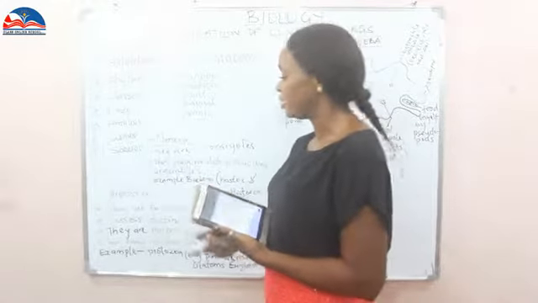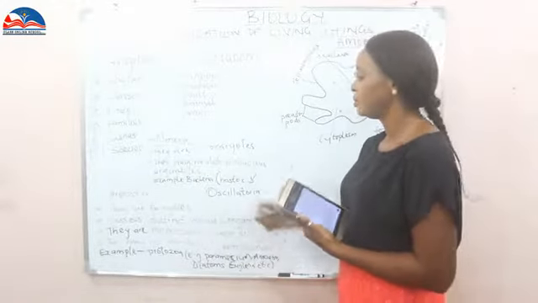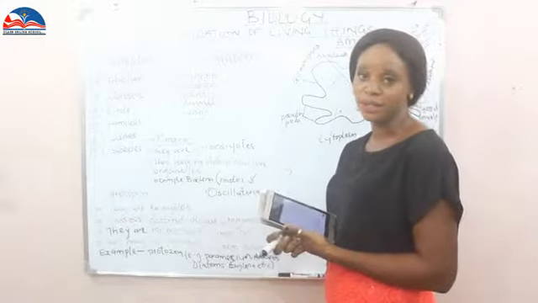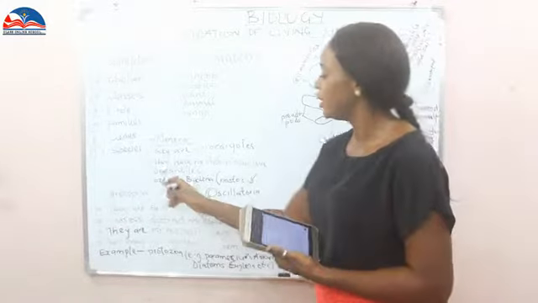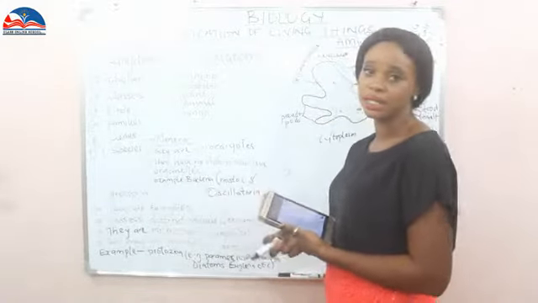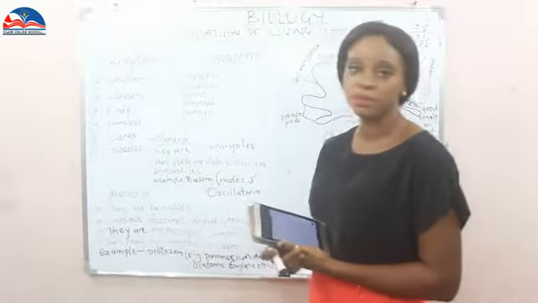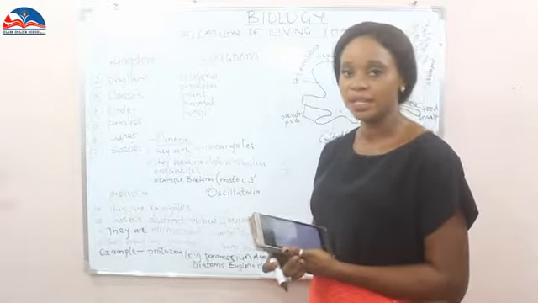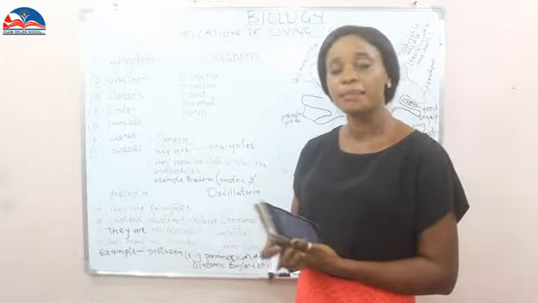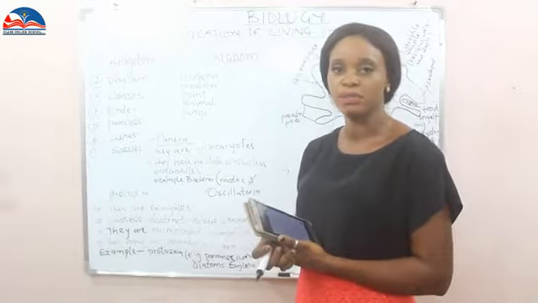The kingdom Monera, they are prokaryotes. They have no distinct nucleus and organelles. An example of Monera are bacteria. Bacteria can either be harmful or helpful to humans.